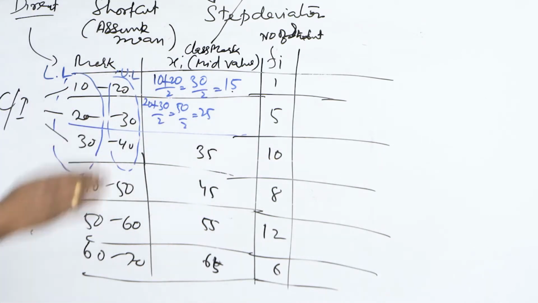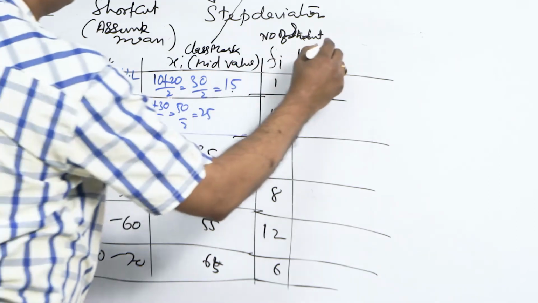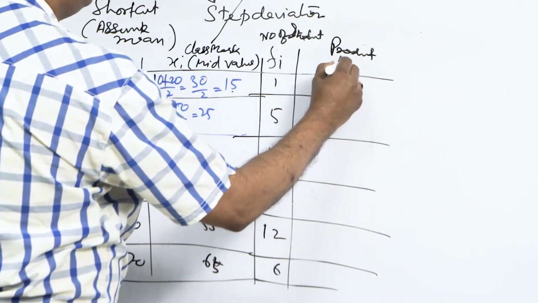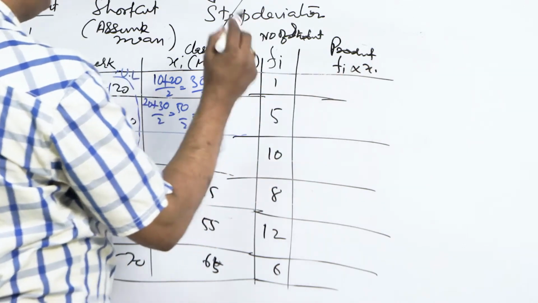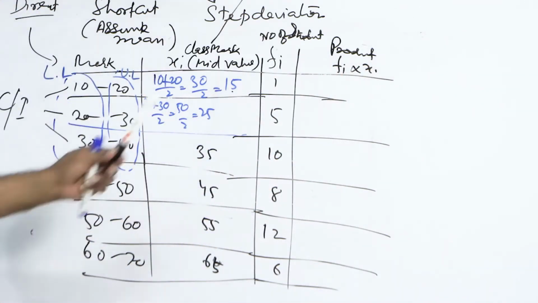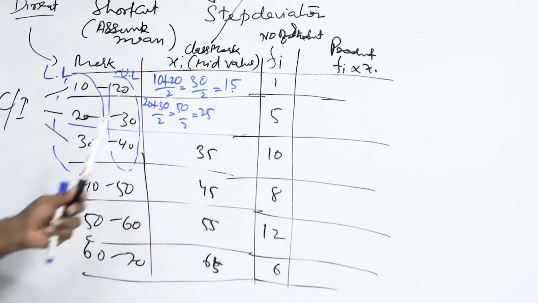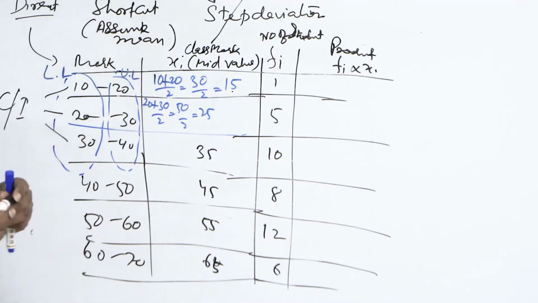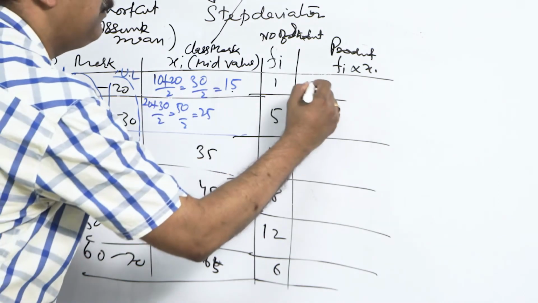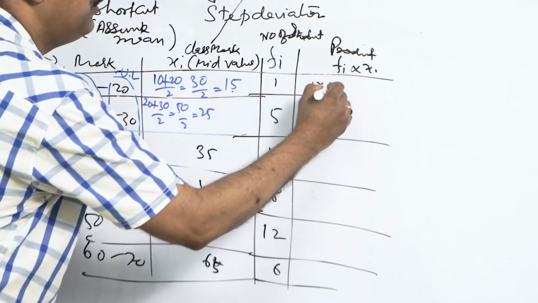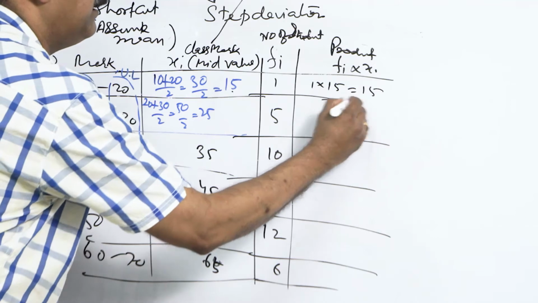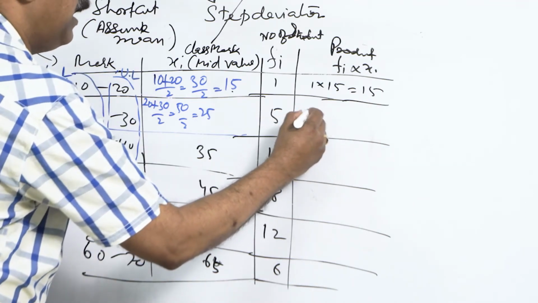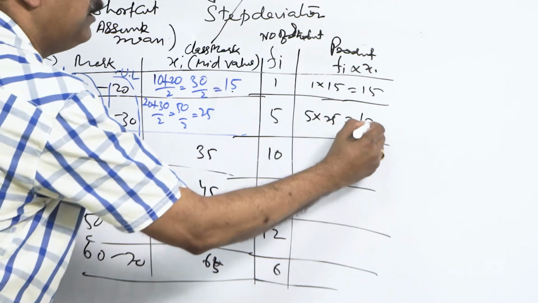Understood? Now we have to find the product, this is the product column, the product of fi into xi, means frequency into mid value. So always try to find the mid value after the class interval, then it is easy to multiply nearby. So for 15, 1 into 15 is 15, like that. Or directly you can say, I am writing here, 5 into 25 is 125.